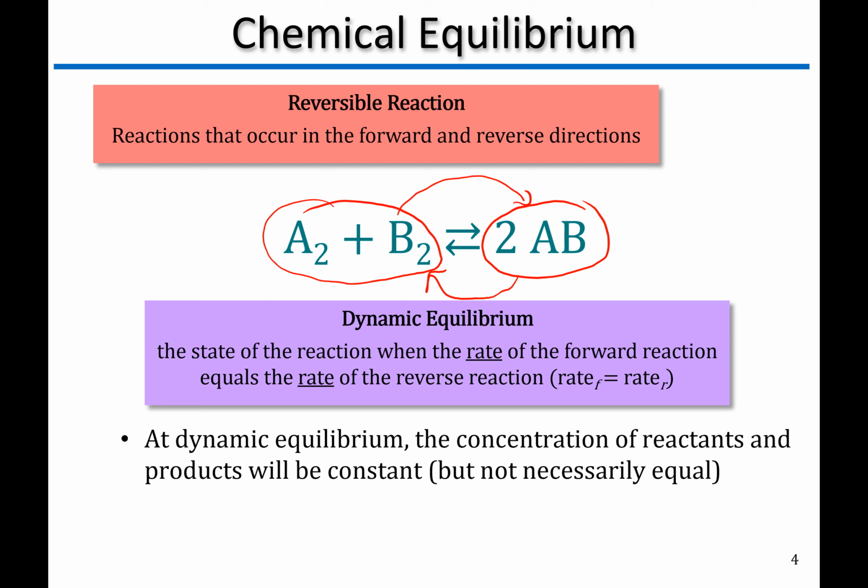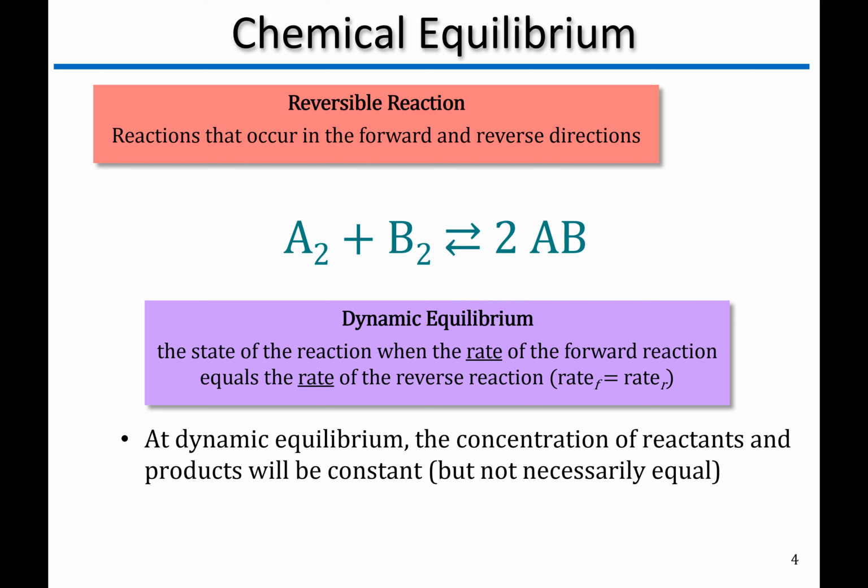When we get to an equilibrium, if we have a dynamic equilibrium, just like we have with vapor pressure, this is the state of the reaction when the rate of the forward reaction equals the rate of the reverse reaction. So rate F is equal to rate R. The forward reaction rate is equal to the reverse reaction rate.